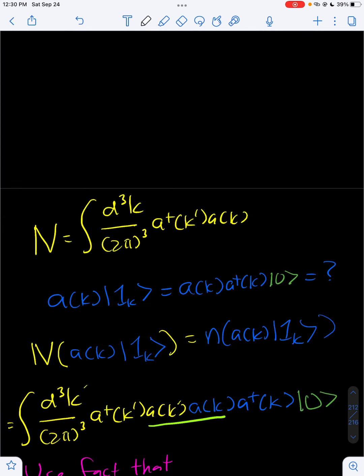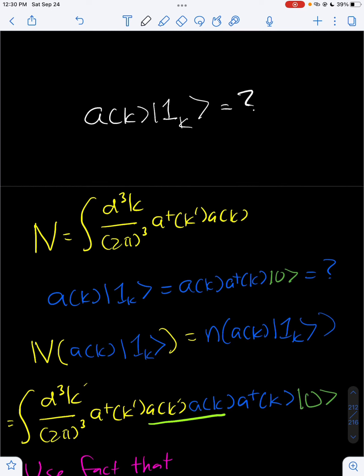So now the new question is pretty much, when A of K acts on some state, let's say A of K is acting on a state that has 1 particle of momentum K, what does that give us? Does it also add another particle? Does it add 2 particles? What does it do? Well, again, we do the same procedure here.